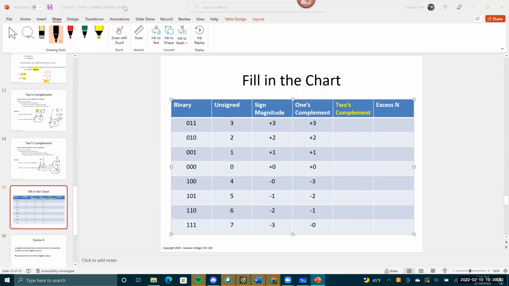Okay. Now, those are the easy ones. Now comes what is a little more difficult. Excess K, or it's also called excess N, depending on where you read, but they both mean the same thing. So with excess K, there are no sign bits. So we don't allocate a single bit to the leftmost bit to say this is positive, this is negative. The way excess K works is that it's a binary encoding where 0 is mapped to the lowest minimal negative value. Okay, so what does that mean?